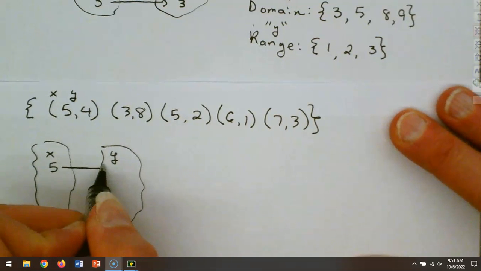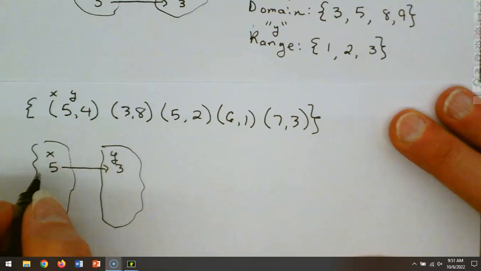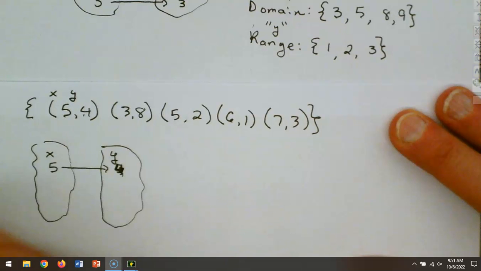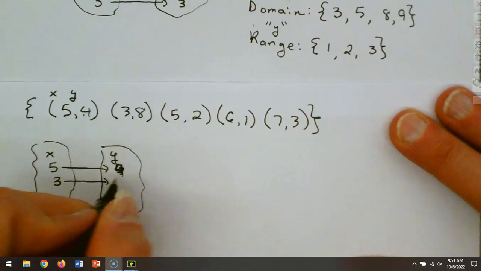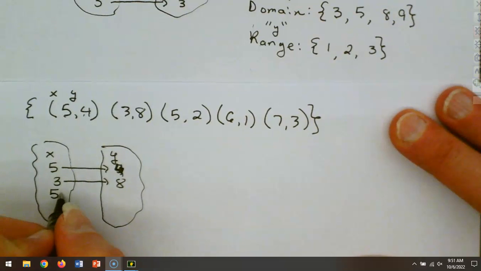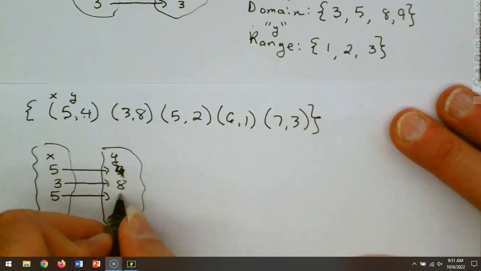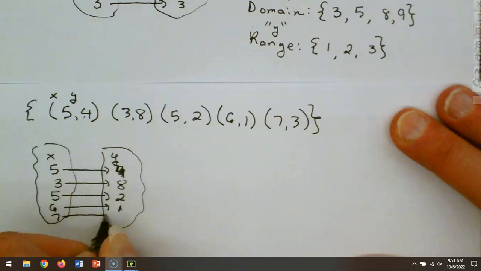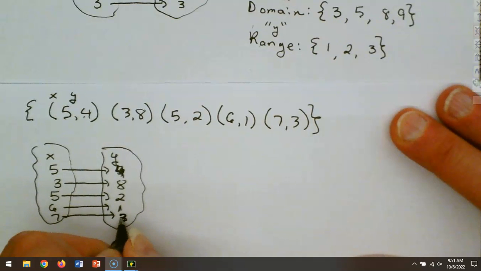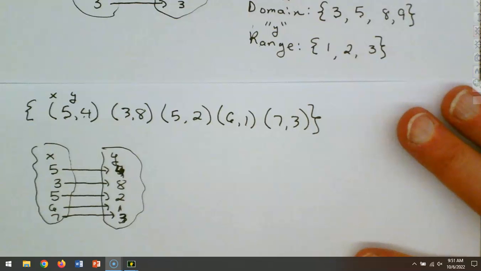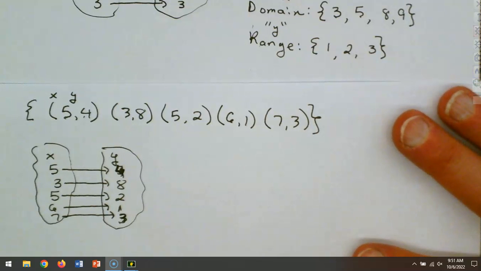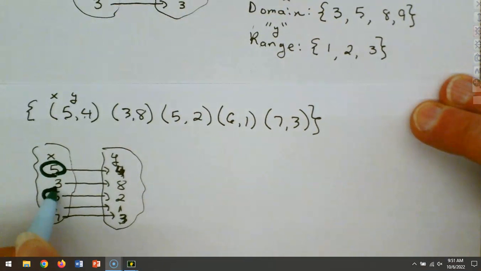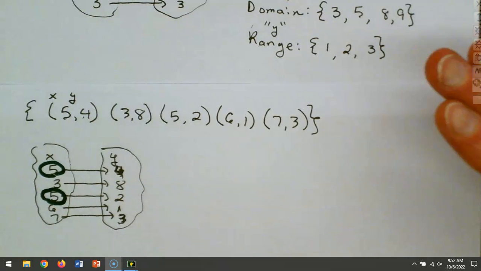So 5 maps to 3. Or sorry, 5 maps to 4. That's my mistake. 5 maps to 4. That's your x and your y. 3 maps to 8. 5 maps to 2. 6 maps to 1. And 7 maps to 3. Is this a function? Yes or no? Can anyone tell me if this is a function or not? Okay, no. Why is it not a function? It's not a function because you've got duplicated 5s, right? So this is not a function.